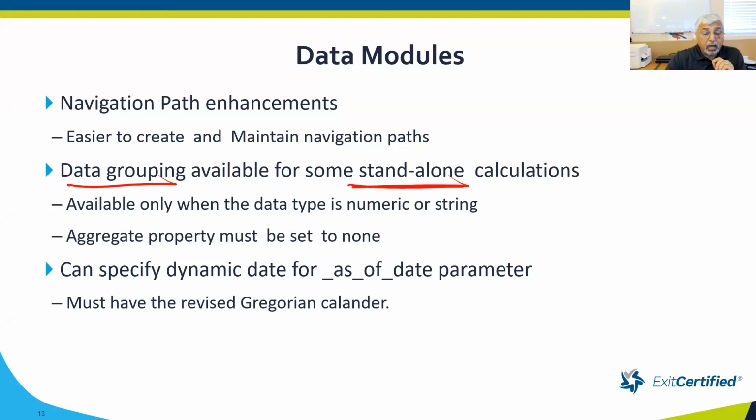The only caveats are if the data type of that calculation is set to numeric or string, you are able to show and get data groupings done for that. But the aggregate property must be set to none. And you are able to do both text style grouping as well as numeric style grouping.